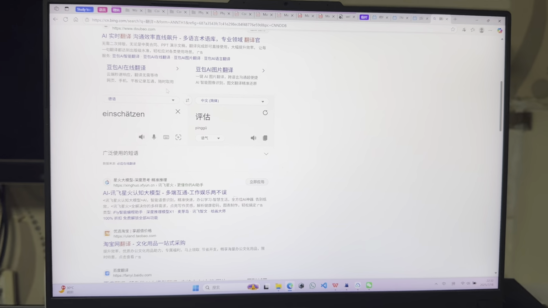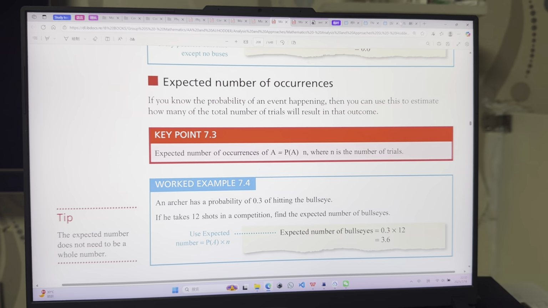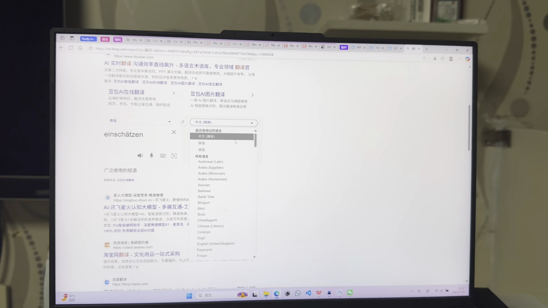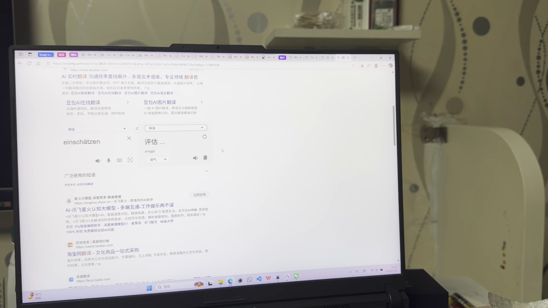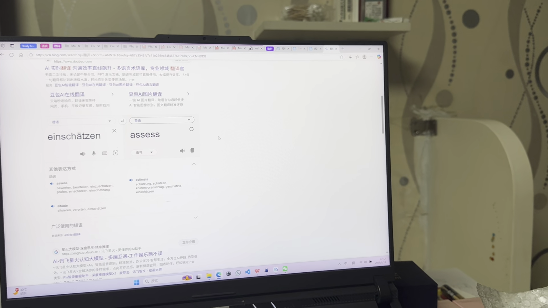Yeah, this thing is just used for... Oh my god, I know how to say it in German and Chinese, but now I don't know how to say it in English. Assess.